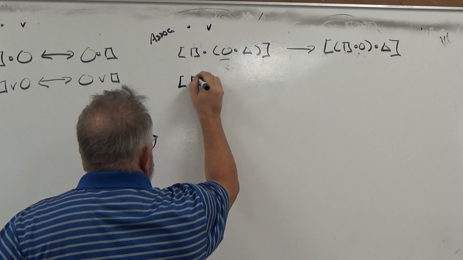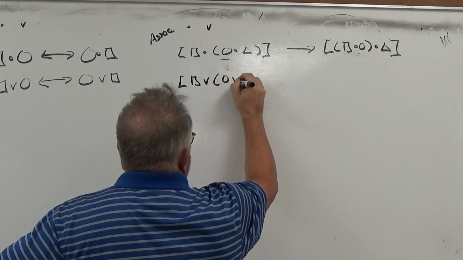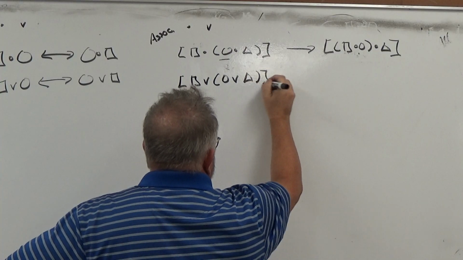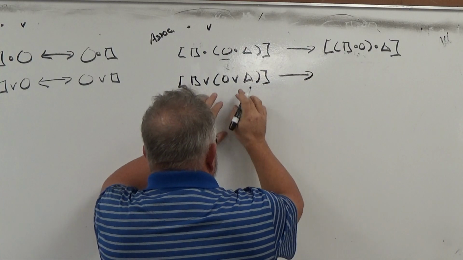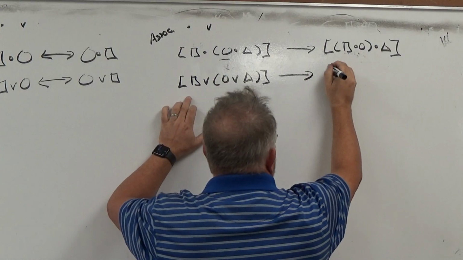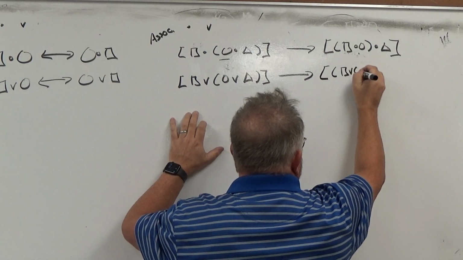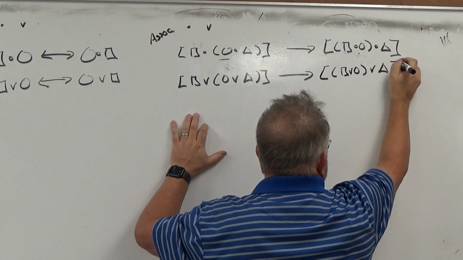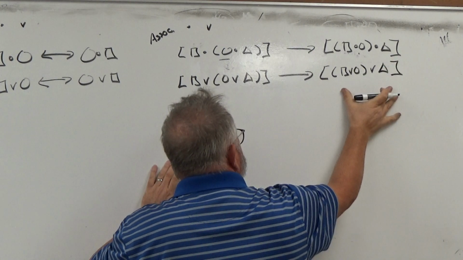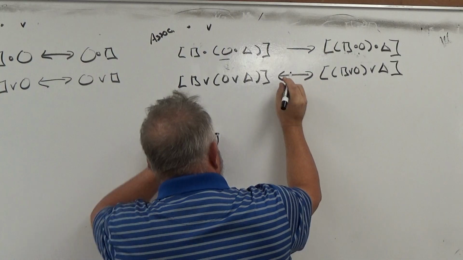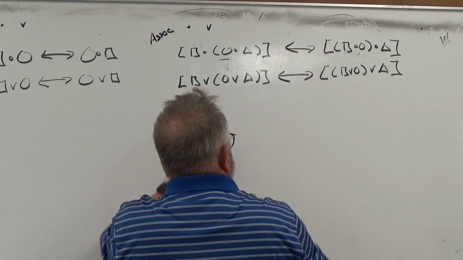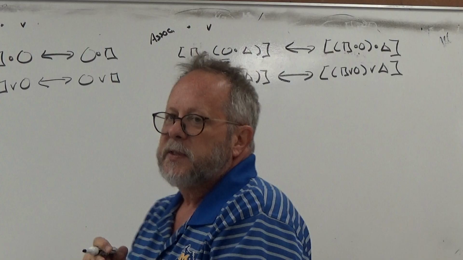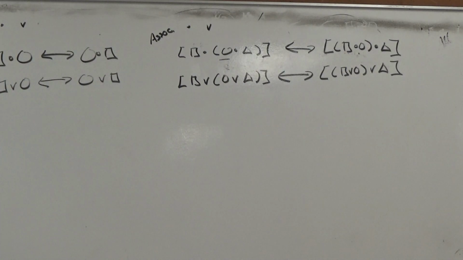So if I had box or circle or triangle, I could do the same thing. I could move the parentheses over, and what I would get is box or circle or triangle, okay? And of course, if I have something like this, I can go back to something like that, or vice versa, okay? So notice I can move those parentheses, but only because it's all conjunctions or it's all disjunctions, okay?